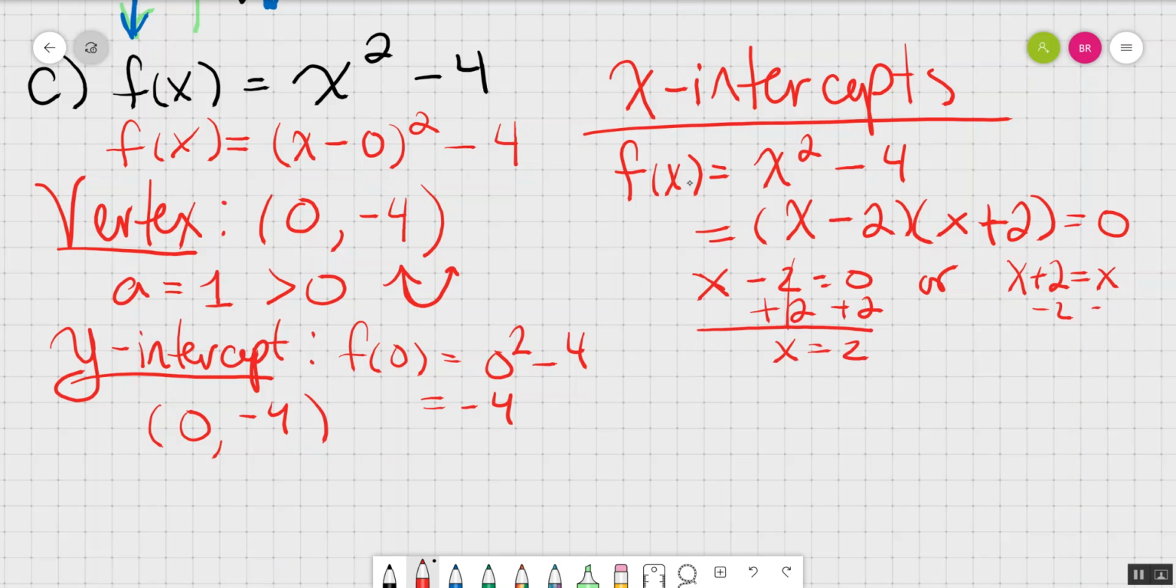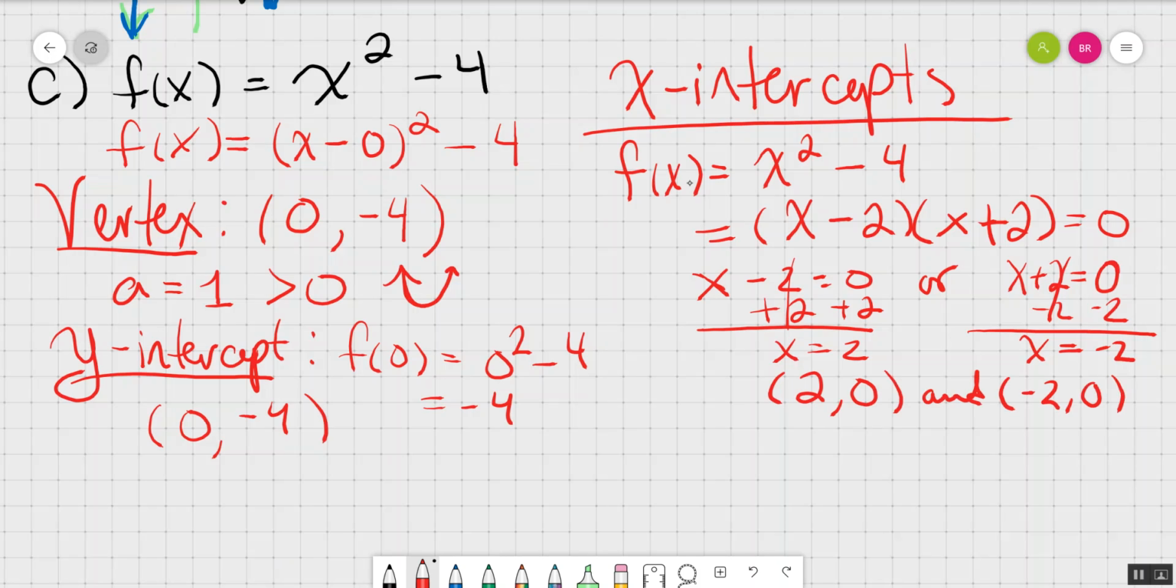Typo. Nope, come on, erase for me. There we go. Subtract 2. Because remember, if I multiply them and one of them is 0, that means at least one of them must be 0. The only way to multiply and get 0 is to have one of your factors already be 0. Aha, so this arrives me at 2 points. 2, 0, and negative 2, 0.